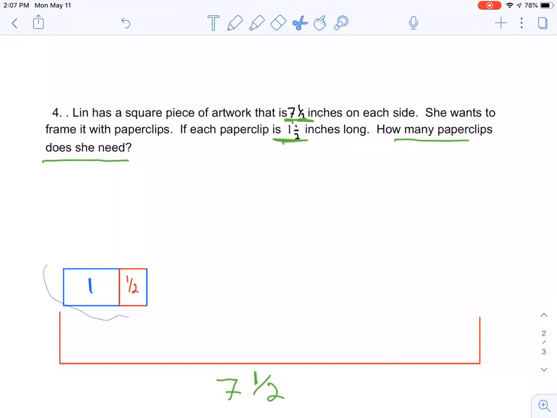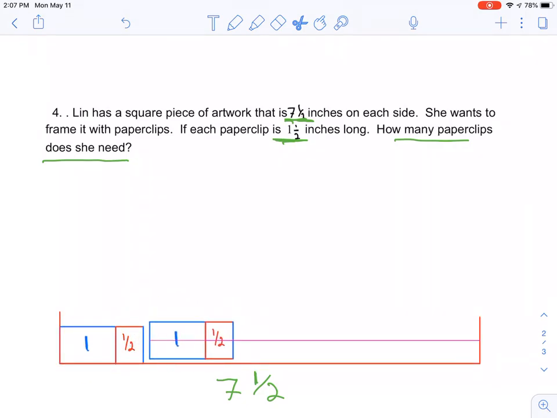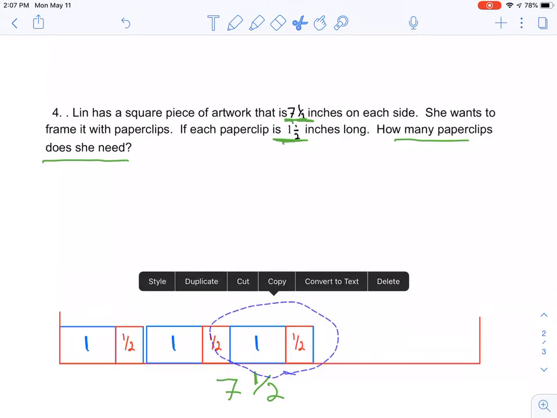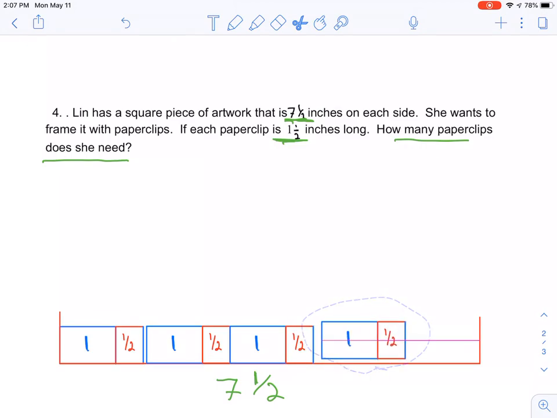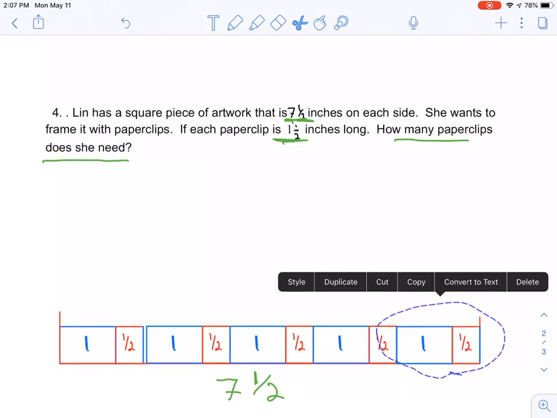So what are we doing? We're figuring out how many groups of this are going to fit. Okay, so let's go ahead and get started. So here's our first group, and second group, and third group, and fourth group, and fifth group. So it looks like we got 5 groups all together again.